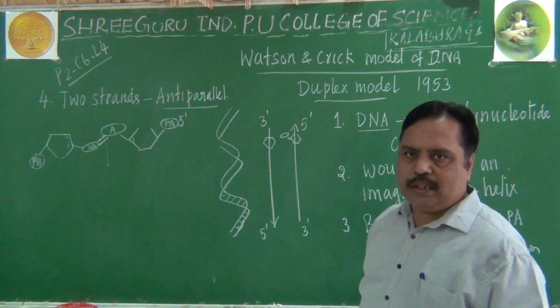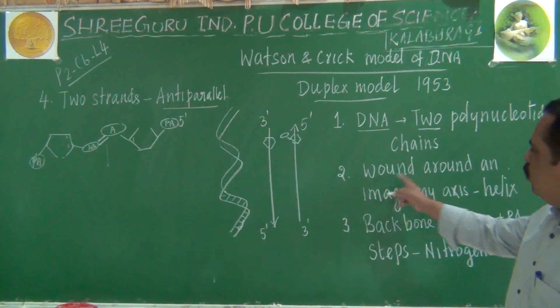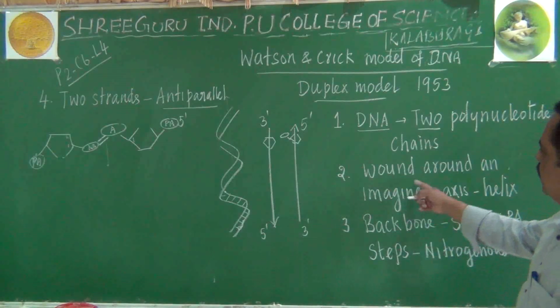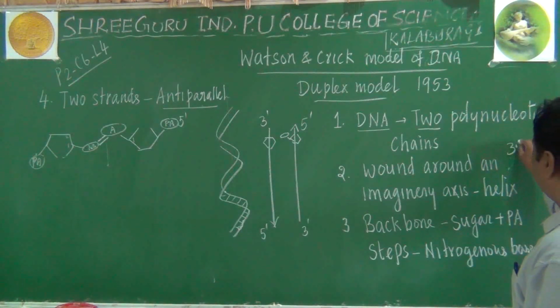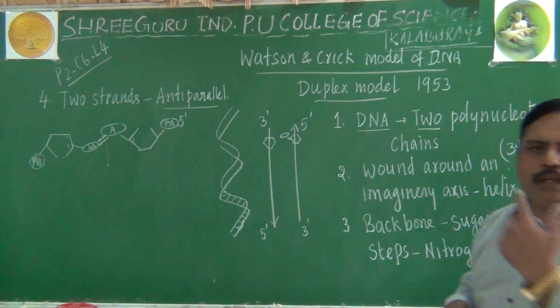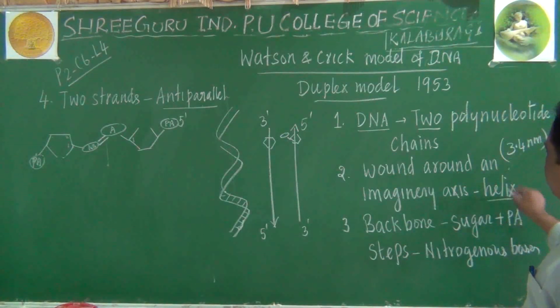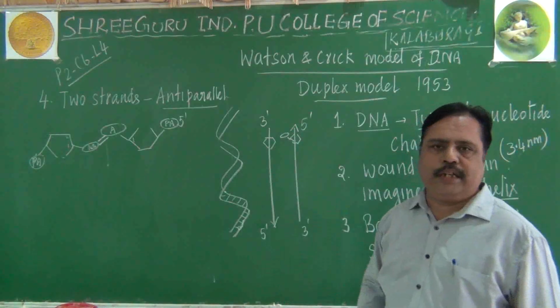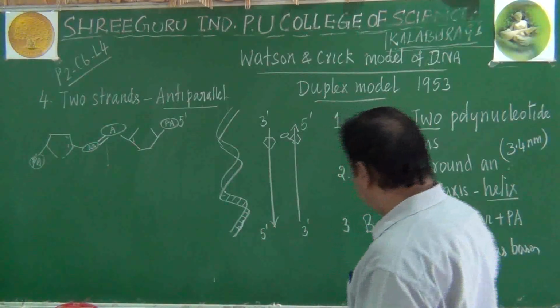DNA is not made up of a single strand, it is made up of two strands. They are wound around an imaginary axis like a helical staircase. Here they proved by X-ray diffraction that for every 3.4 nanometer there will be coiling, there will be one turn, we studied. So that also they proved here by taking a helical structure. They did not propose a straight structure for the DNA molecule. They told it is a helical staircase.